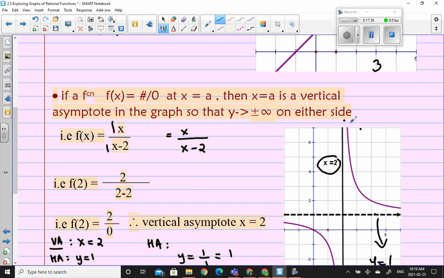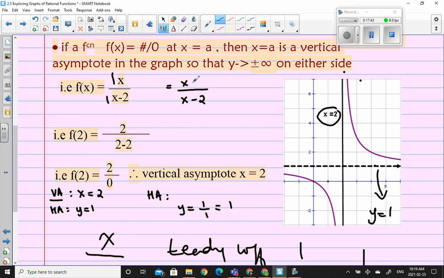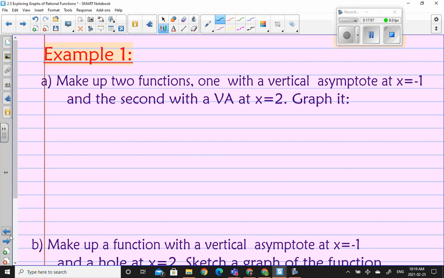So when you graph it, you will see that it's a translation of the reciprocal function like this. It's shifted 1 unit up and 2 units to the right, and you get the function this way. We have an example here. Make up two functions such that one has a vertical asymptote at x equals -1, and the second has a vertical asymptote at x equals 2, and graph it.